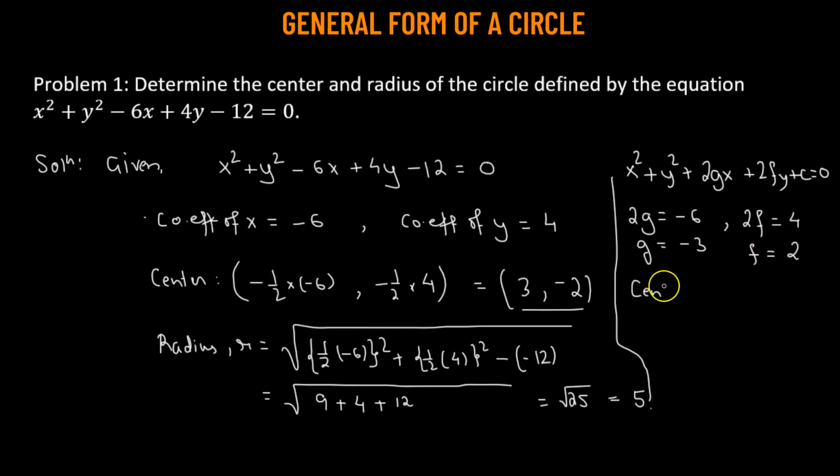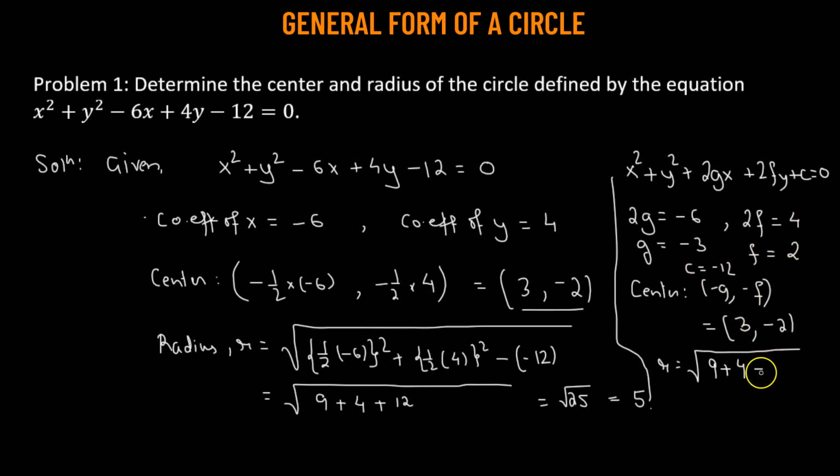So our center, which is given by (-g, -f), comes out to be the negative of -3, which becomes positive 3, and we have -2. So we find the same value for the center. And the radius will be the square root of g squared, so -3 squared is 9, plus f squared, so that's 4, minus c. Our c value here comes out to be -12. The negative of -12 becomes 12, and this also gives us the same value of 5 units.